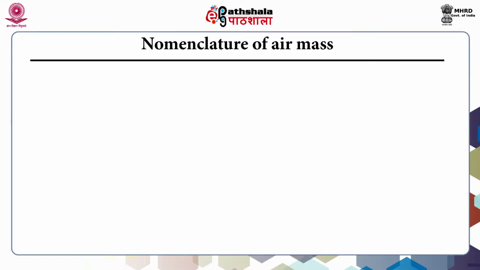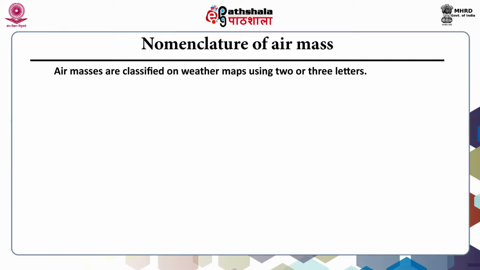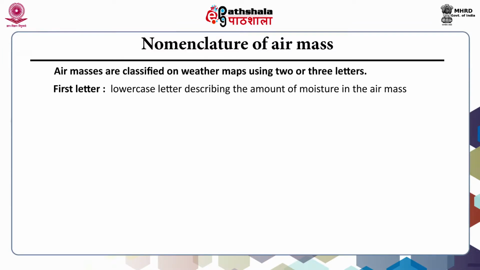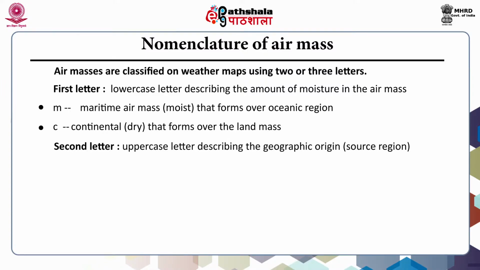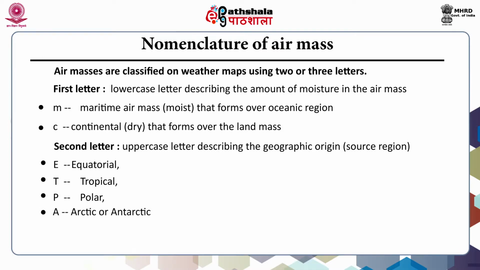Let's see how the air mass is given its nomenclature. Air masses are classified on weather maps using 2 or 3 letters. The first letter, which is a lowercase letter, describes the amount of moisture in the air mass. For example, m denotes the maritime air mass, that is moist, that forms over the oceanic region. c denotes the continental, dry, that forms over the land mass. And the second letter, which is an uppercase letter, describes the geographic origin or the source region, like E for equatorial, T for tropical, P for polar, A for Arctic or Antarctic, S for superior.